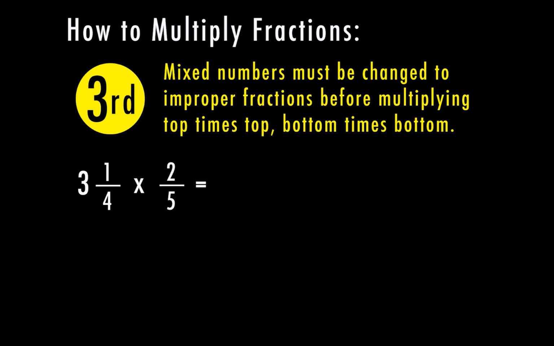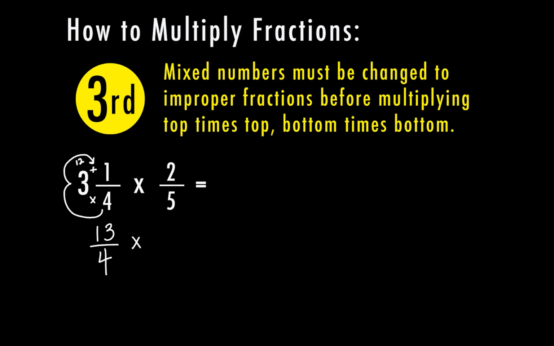In this case, we're going to do what we call popcorn. So we go this direction. First we multiply, then we add. So 3 times 4 is 12. 12 plus 1 is 13. So that becomes our numerator, and then 4 stays the denominator.